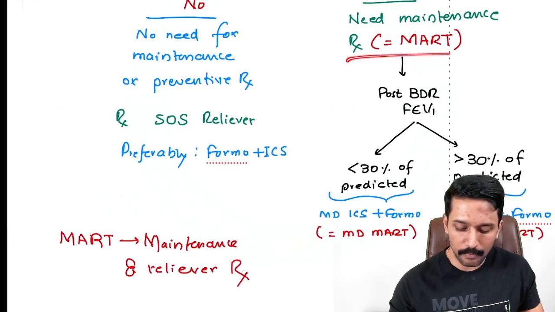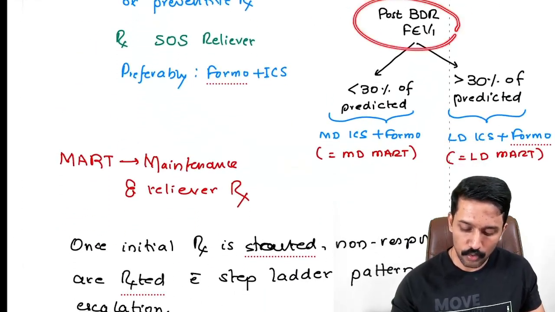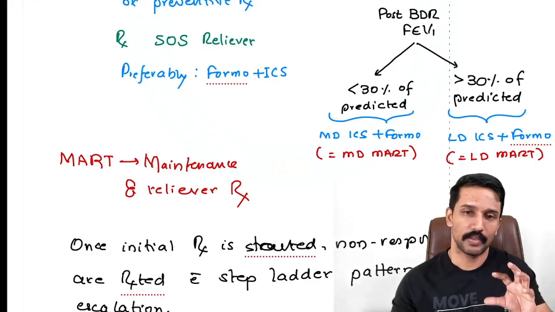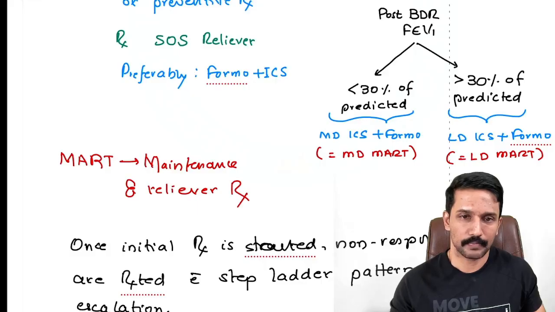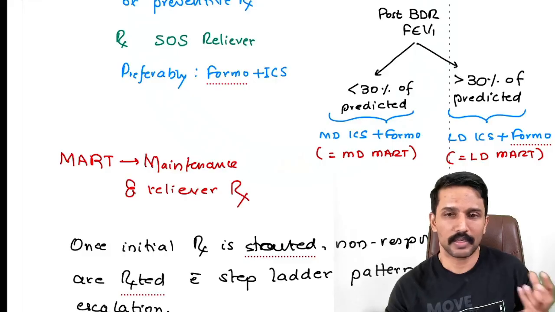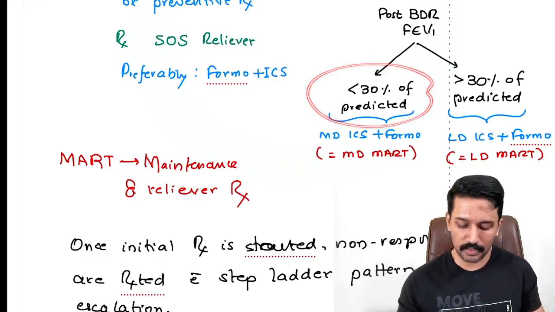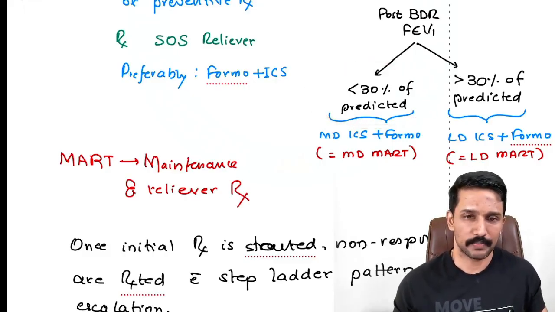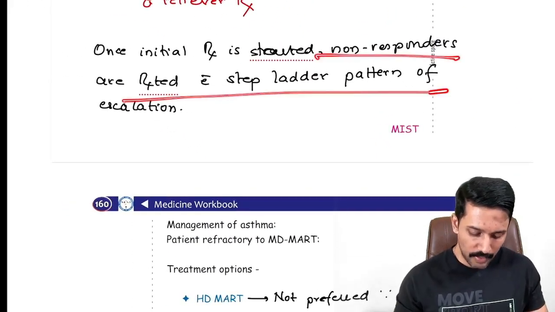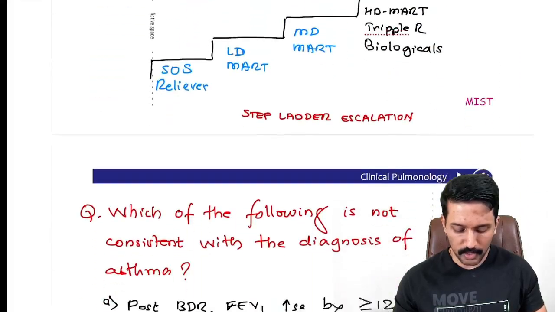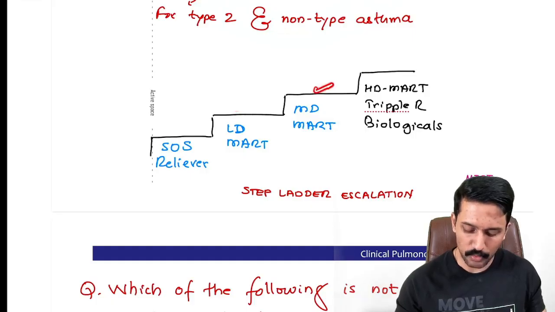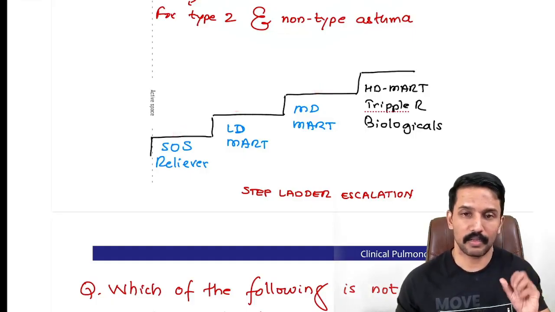And if I require MART, then the post bronchodilator FEV1 will decide whether I will start with a low dose MART or a medium dose MART. If the post bronchodilator FEV1 is more than 30%, I will start with low dose MART. If it is less than 30% of the predicted value, I will start with medium dose MART. And once we start with a MART, we will follow a step ladder pattern of escalation. What do you mean by step ladder? Based on the situation, we would have started some patients on low dose MART, some on medium dose MART, some on as and when required reliever.